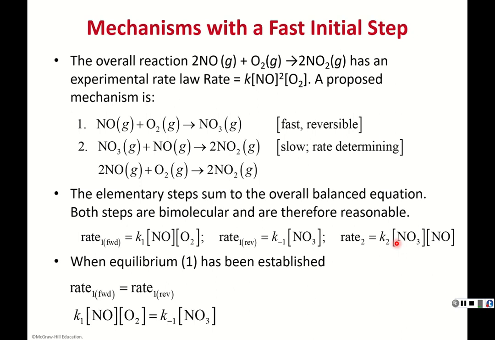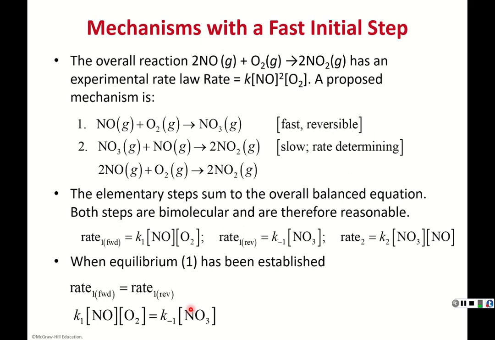Right, so when equilibrium has been established in the first reaction, that's fast and it will act to establish an equilibrium and then wait for this slower reaction to go and actually make the final products. At equilibrium, rate 1 of the forward reaction equals rate 1 of the reverse reaction. So we can set these two equal to each other. Okay, why is that important?